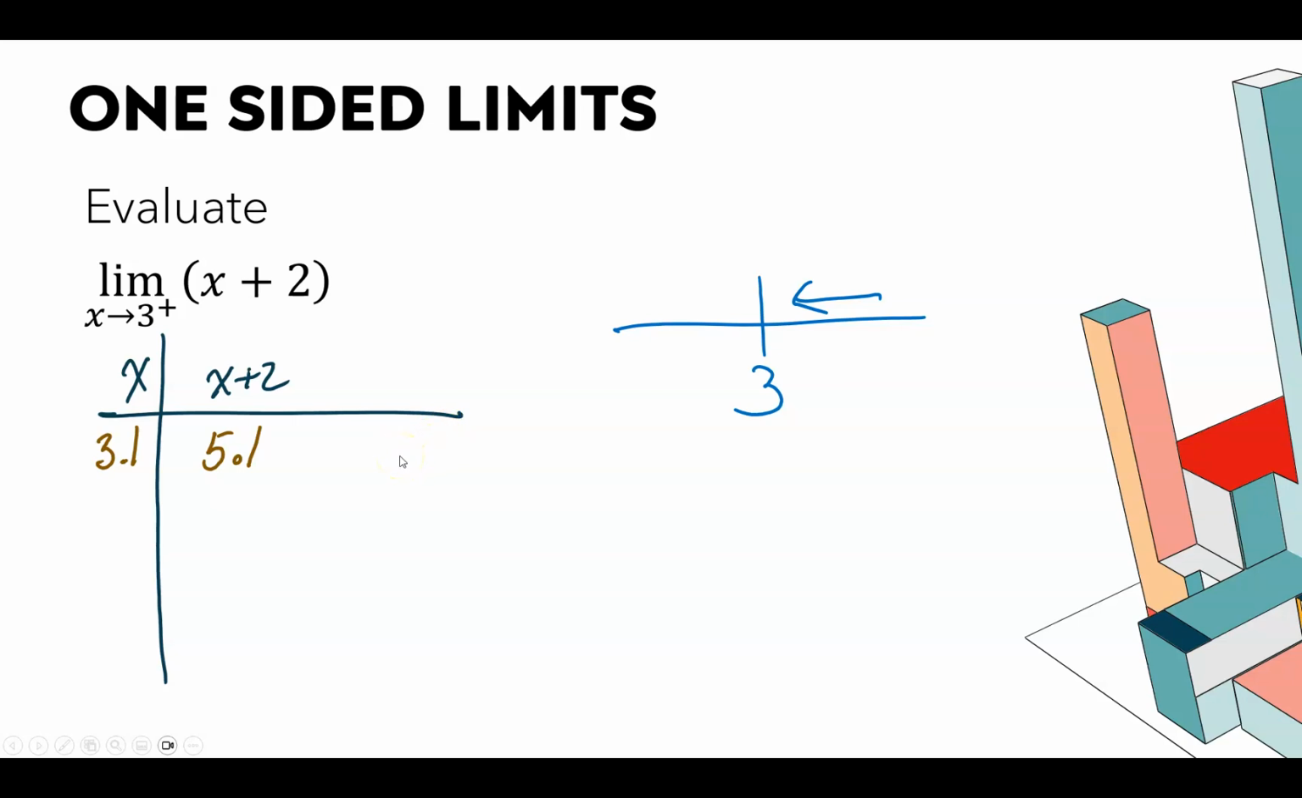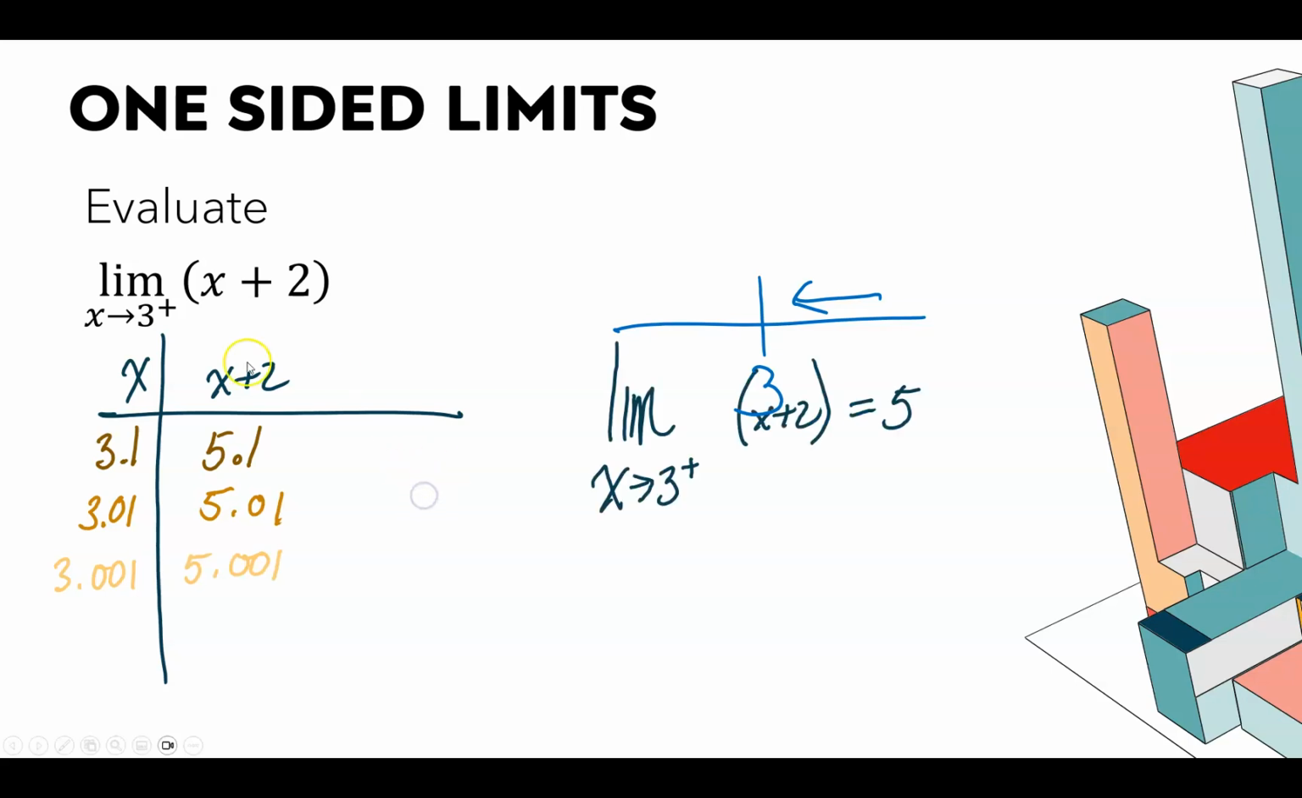But again, make sure we're doing this limit process, thinking about a sequence of inputs, giving us a sequence of outputs, or at least the outputs trending in a direction. So 3.01 plus 2, 3.001 plus 2, and we can see that the limit as x approaches 3 from the right of x plus 2 is 5. And that's how we read that. The limit as x approaches 3 from the right of x plus 2 is equal to 5. And again, what we're saying is, if you choose inputs closer and closer to 3, the outputs of x plus 2 are going to be getting closer and closer to 5.